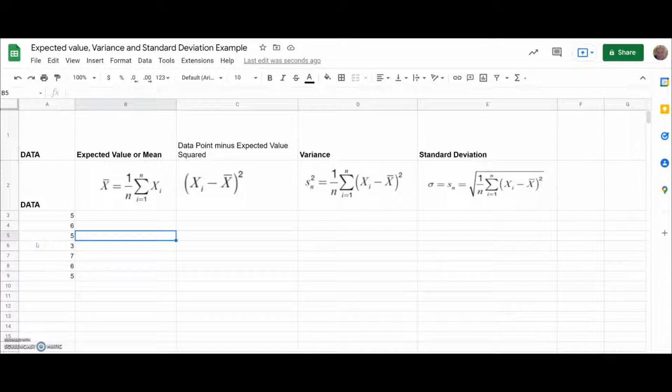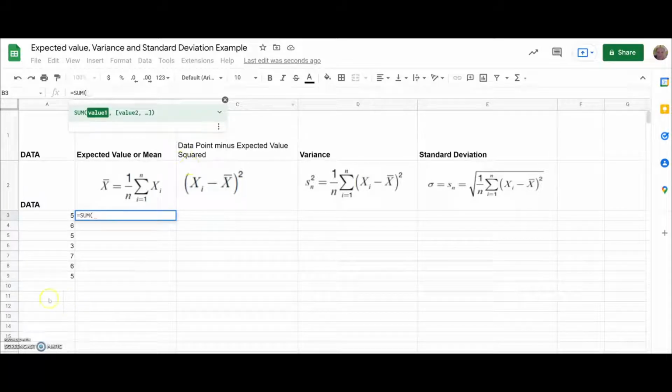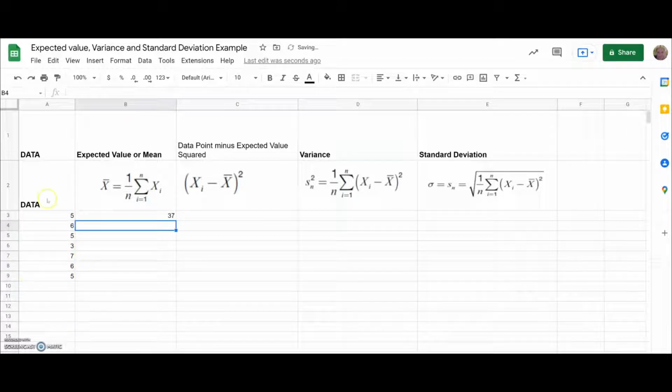Okay, so how do I calculate it? In Excel, it's super easy. You quickly enter your data set, and then you do this. The equal sign, and then you say it's the sum. So you just type in sum, select all of the values that you want to add, and close the parenthesis. If I were to hit enter right now, I would get the sum of all of these data points. But I don't want the sum, I want the average.